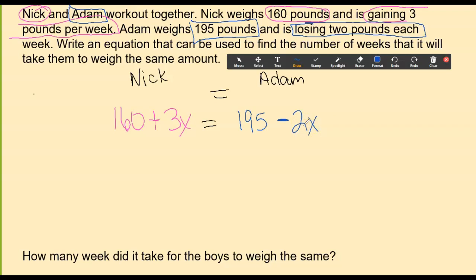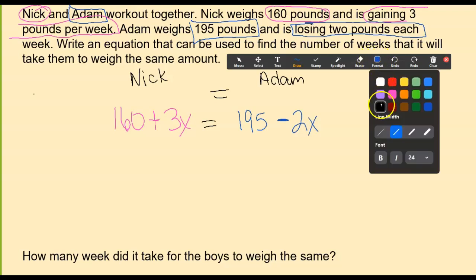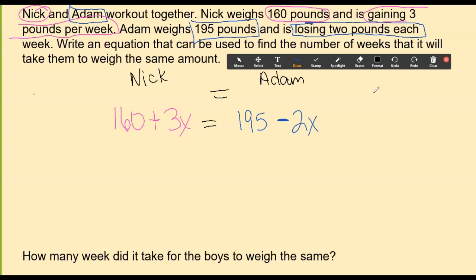I have a left side and a right side. Okay, so if the question asks which equation could be used, you're done. You've built the equation. But what if the test people that created the test, what if they flip-flopped it? What if they put Adam on the left and Nick on the right? What if they flip-flop 195 minus 2x equals 160 plus 3x? Is that the same thing? Absolutely, it's the same thing. I just switched sides. So be mindful, if you set up your problem with Nick on one side, but your answer choice has Nick on the other, that's okay. All right?